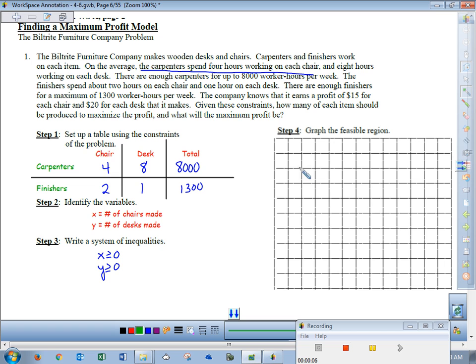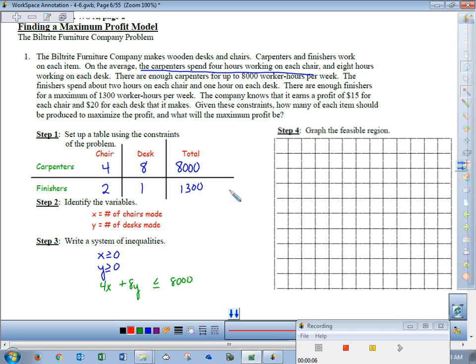Okay? Now, the other inequalities totally come from this table that we made right here. It's kind of like a matrix, to be quite honest with you. We're going to put an X next to these because chairs stand for X. We're going to put a Y next to these because Y stands for desks. And there's our total number, so I know 4X plus 8Y. Then I need to decide what kind of inequality symbol to put here. It has to relate to 8,000. When they say there's enough carpenters to work for up to 8,000 worker hours, it means they can only work 8,000 or less. So it's less than or equal to 8,000, because they can't work more hours than that, or they'd go into overtime, and that's a whole different situation. So that's less than or equal to 8,000.